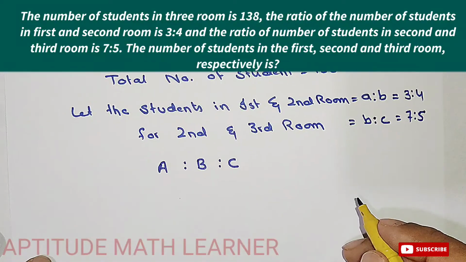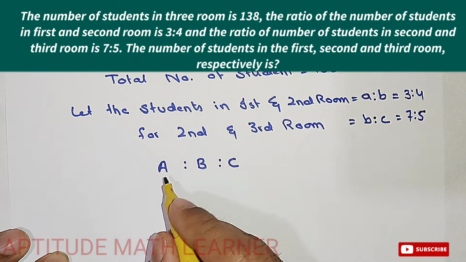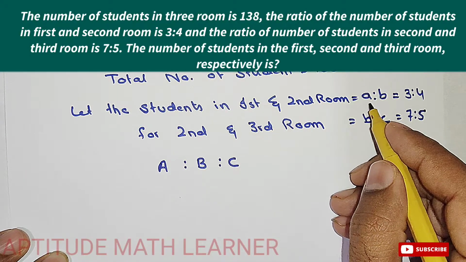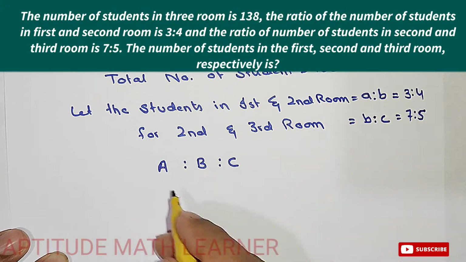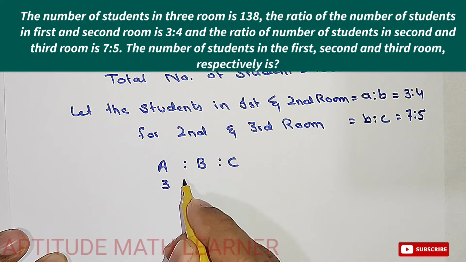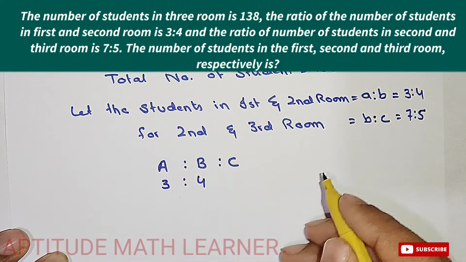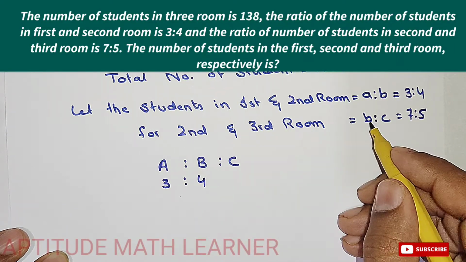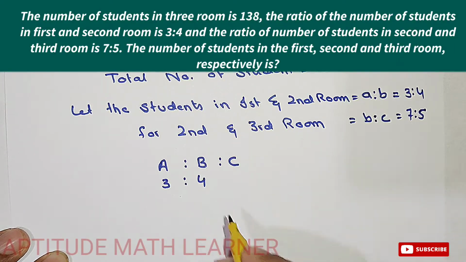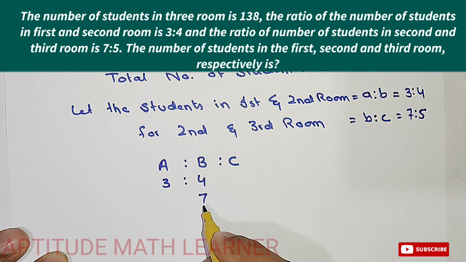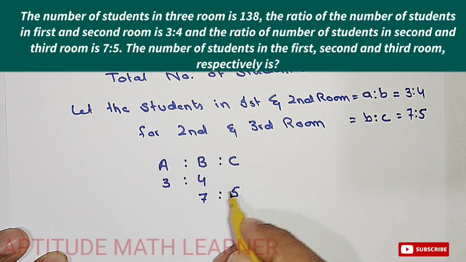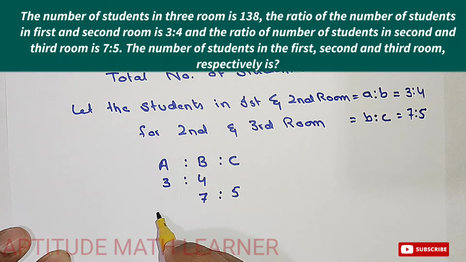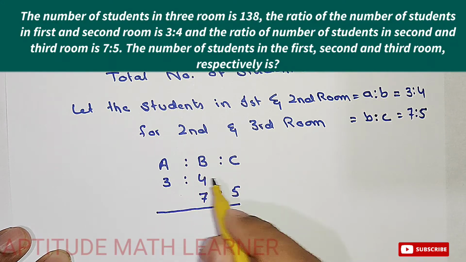I hope you have understood. Here we have the ratio for A and B, that is 3:4. So we write here 3:4. And for B, once again B, and here B:C is 7:5. So we write 7:5 downward. Through this method we can get the ratio for A, B and C.